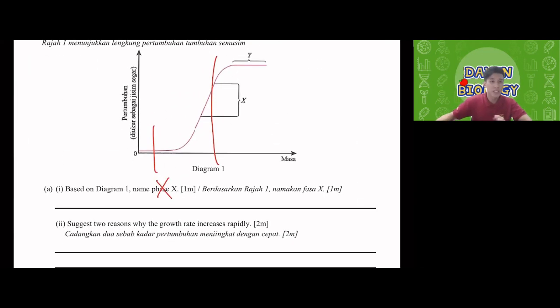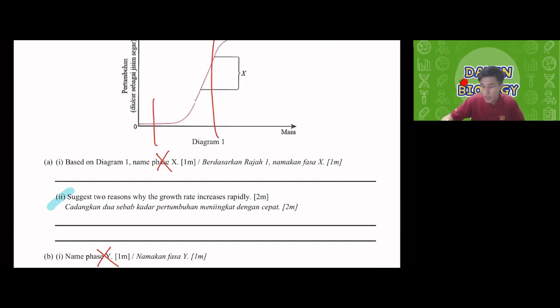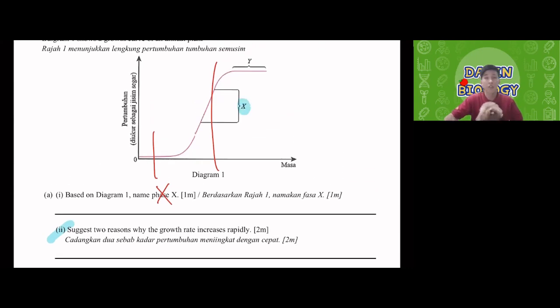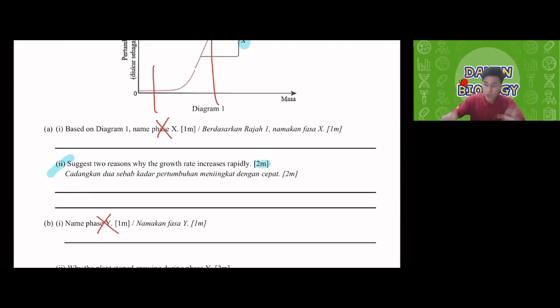Okay, we do this one. Besides the two questions that we ignore here, you can see it. Suggest two reasons why the rate increased rapidly. So at phase X here, they say the growth increased. Okay, why? What does a plant do here? 2 marks only, I don't need to explain a lot. Because when it comes here, yes, got photosynthesis. Why can photosynthesis? Because can form leaves already. Correct, exactly. So we can say leaves are formed, and then rates of photosynthesis increase. So therefore, more sugar, more glucose produced. So the growth rate increases.